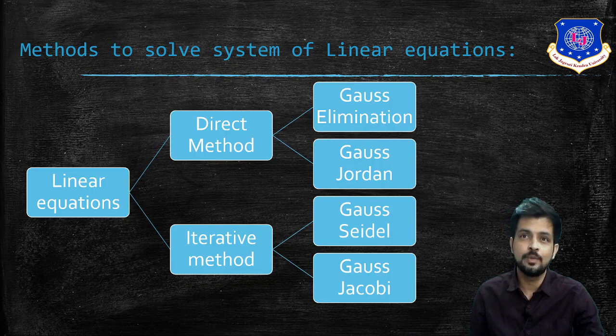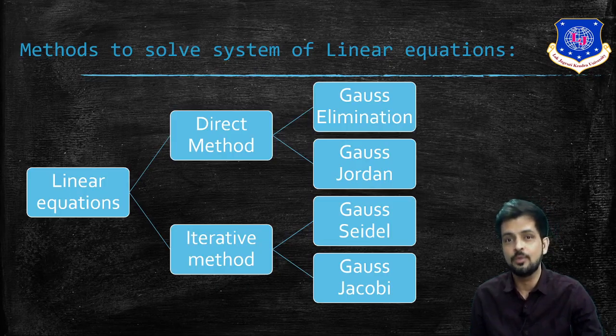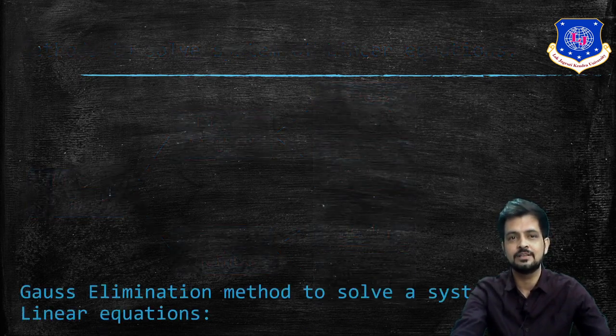Which are the two basic methods covered in the direct method? Gauss elimination and Gauss Jordan method. In the iterative methods, there are two main methods: Gauss Seidel method and Gauss Jacobi method. In this chapter we are going to study all of these methods. We will not study the Gauss Jordan method in detail because we have already covered that in the previous semester. So let us start with the Gauss elimination method, that is a direct method.